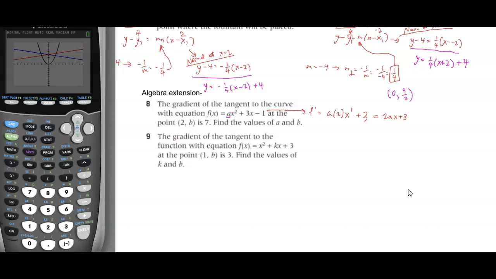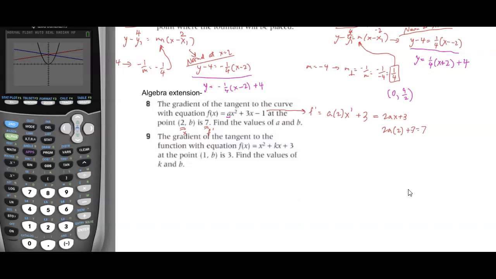The gradient of the tangent of the curve with equation f of x at the point 2 comma b is 7. So they're saying when x equals 2, the gradient is 7. So when x is 2, the gradient is 7. So if that's true, then I can write 2a times 2, because x is 2, plus 3 equals 7, right?